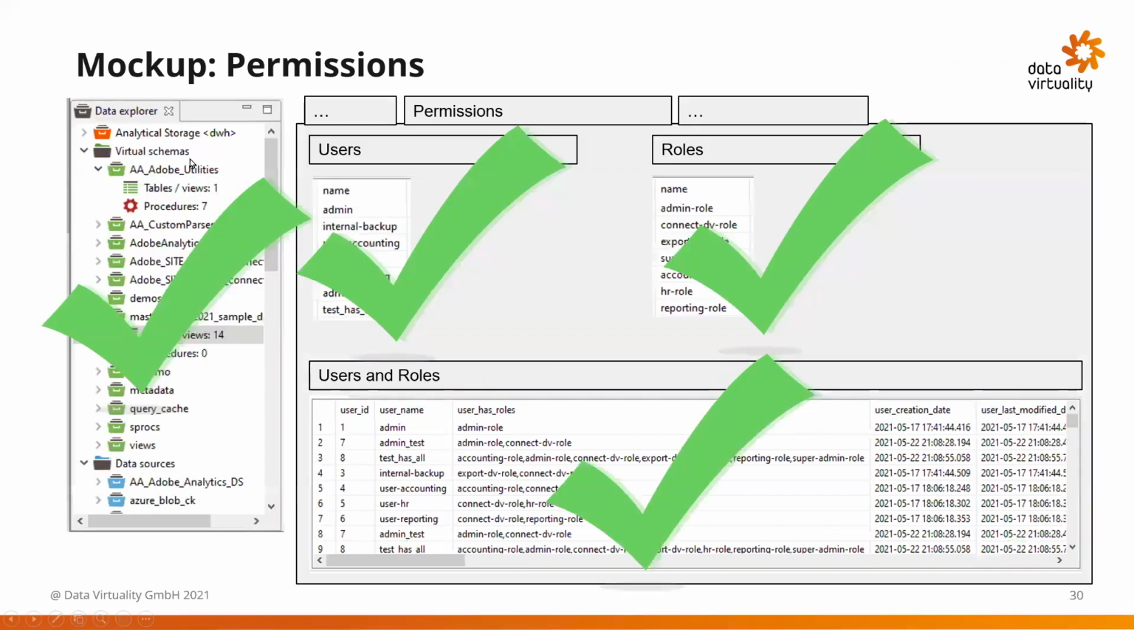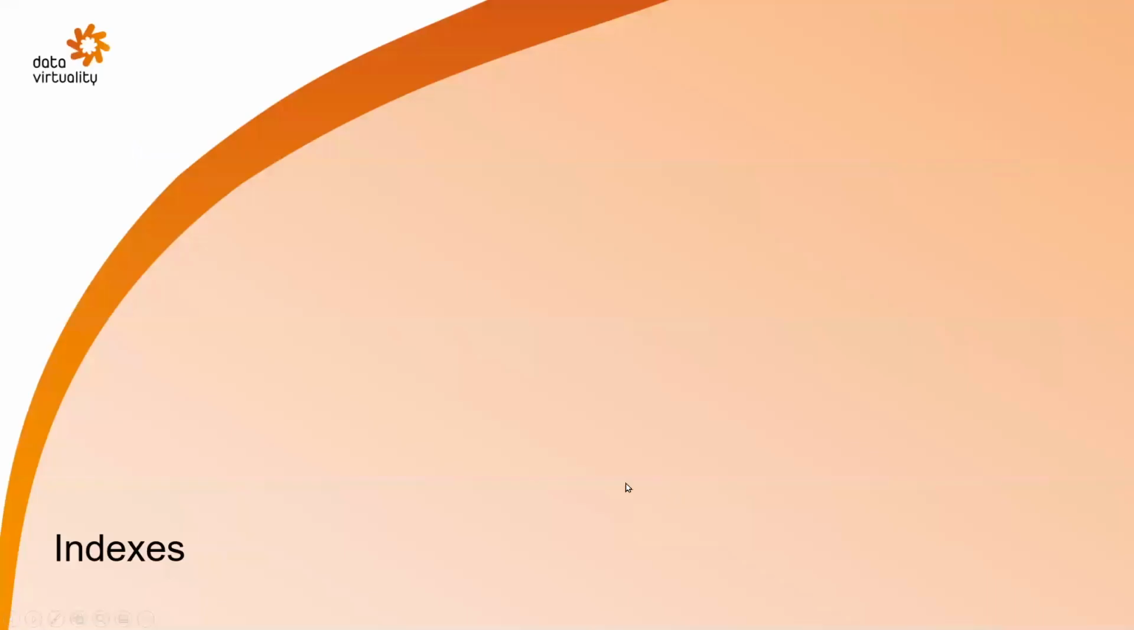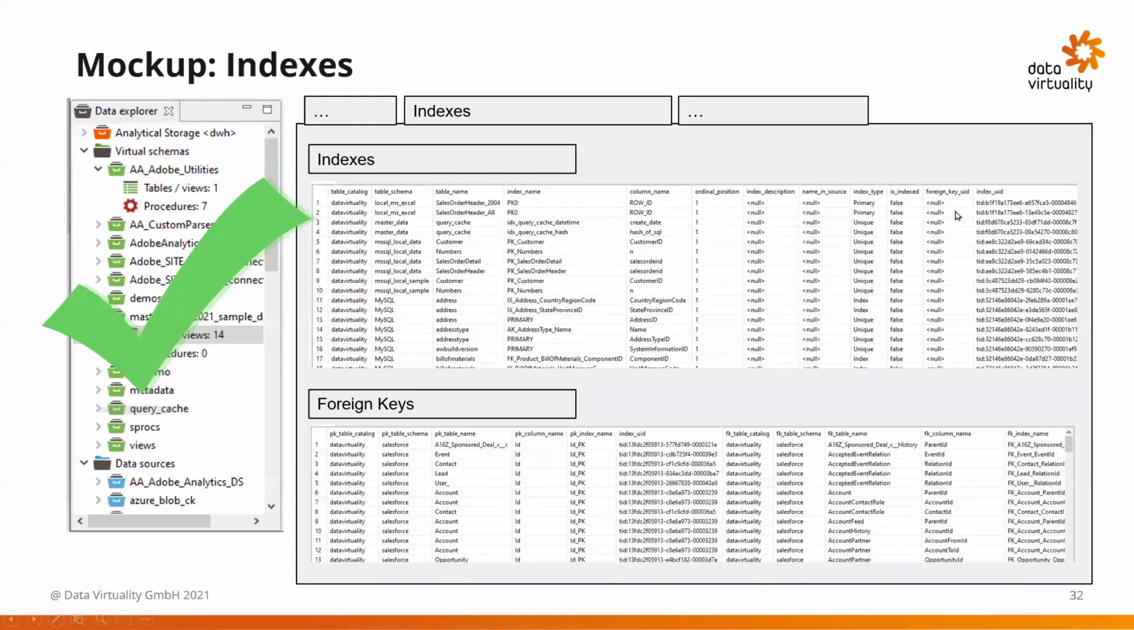So far, permissions have already been covered. We just covered users, roles, and user roles. And the next thing we're going to look at are indexes. We want to be able to get a list of all of our indexes, and we want to be able to get a list of all of the foreign keys in our system.